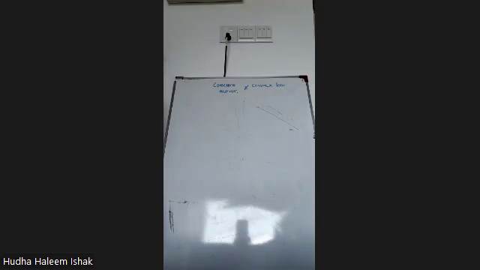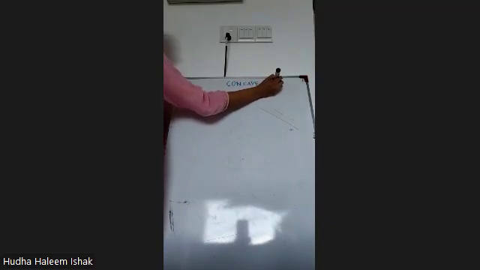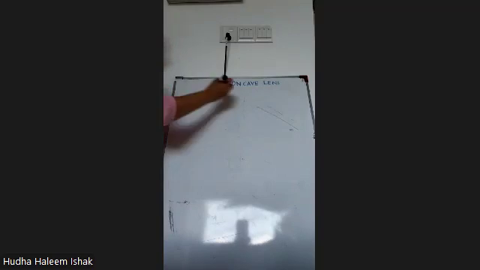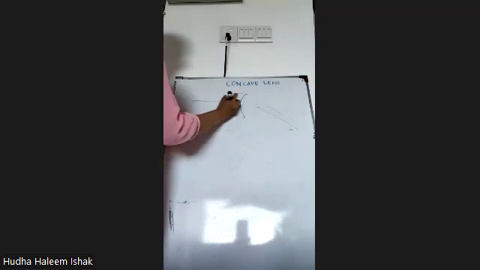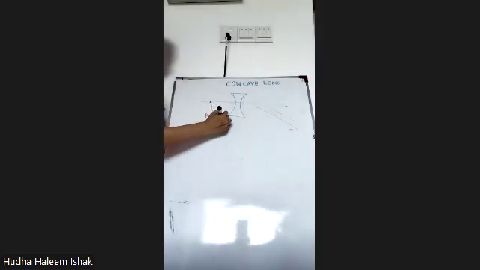Now we'll move to the concave lens. See here, this is the concave lens. This concave lens will also have the same things. What is the straight line? We call this straight line the principal axis.